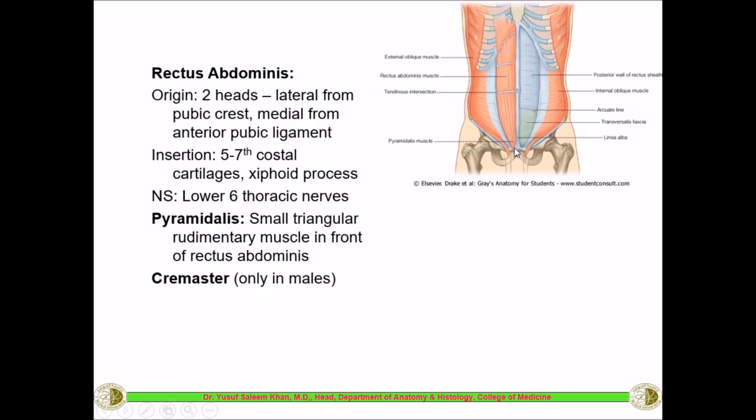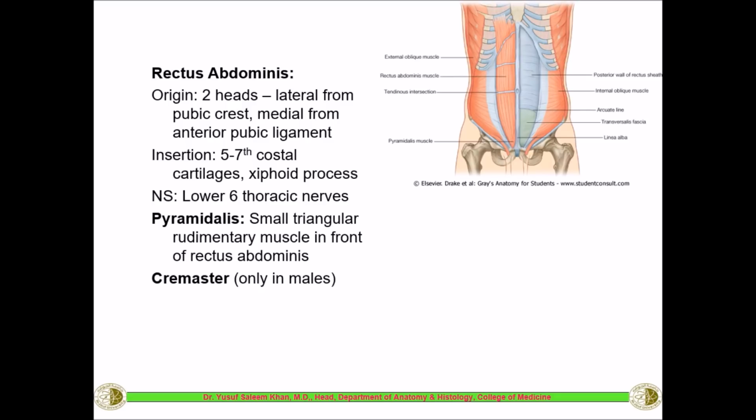So this is the origin here, and the insertion will be above. And like other muscles, it is also supplied by the lower 6 thoracic nerves. These are the four important muscles which are protective in nature, which are sturdy, and which give shape to the abdomen: the external oblique, internal oblique, transverse abdominis, as well as the rectus abdominis.